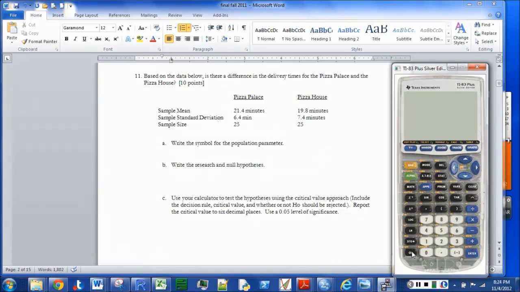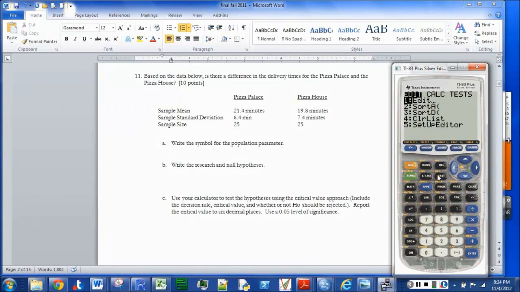So I will take 6.4 squared to get the variance of the first group and 7.4 squared to get the variance of the second group, and you can clearly see, I hope, that neither of those is twice the other. Therefore, when we run our test, we will pool the variances.